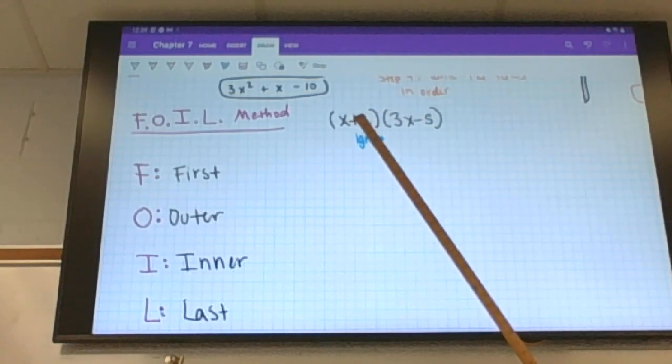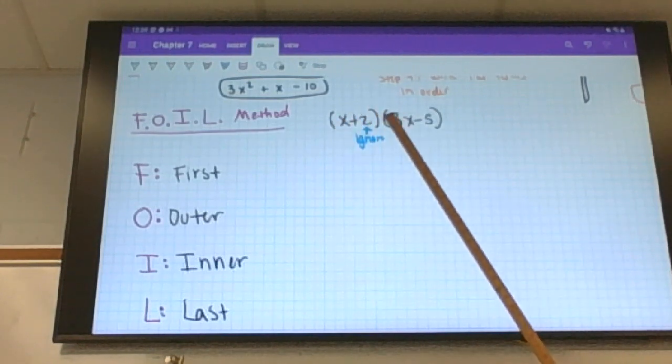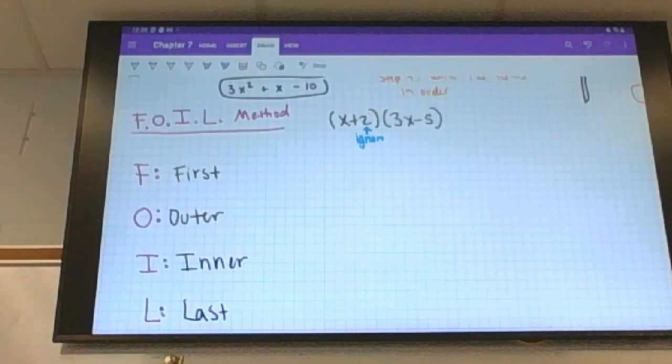So I'm going to ignore this too, and I'm going to distribute the x to the 3x and the x to the negative 5 and multiply. So that would be 3x squared minus 15x.